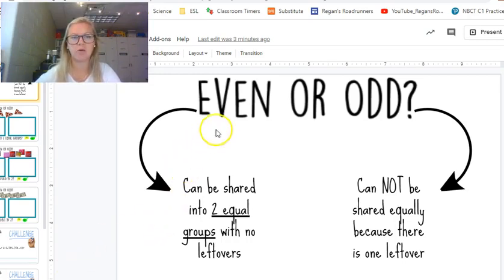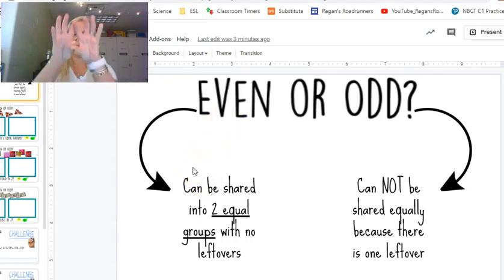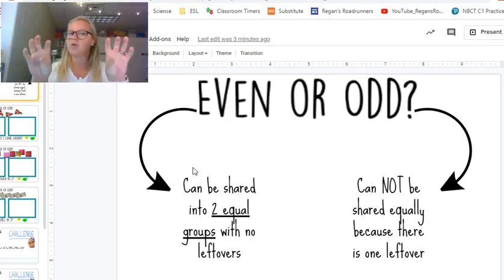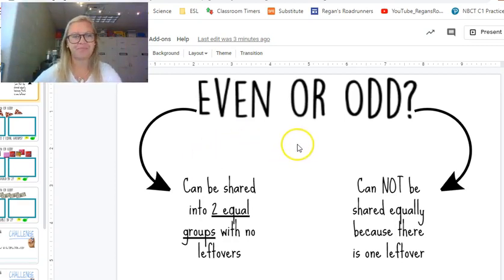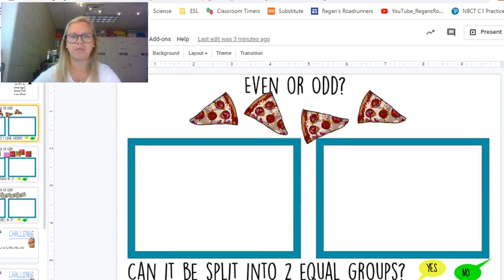So first of all, quick reminder, even numbers are numbers that can be shared into two equal groups, meaning they're split into two groups and there's no one left over. An odd number means that it cannot be shared into two equal groups. You take your amount, you split it into two groups, but there's somebody hanging out on the side not invited to the party. So let's look here.